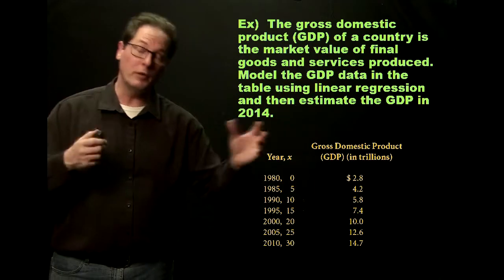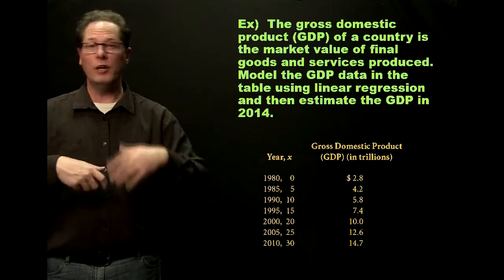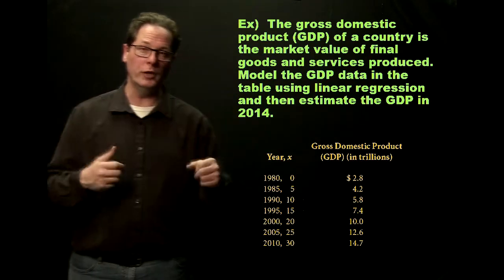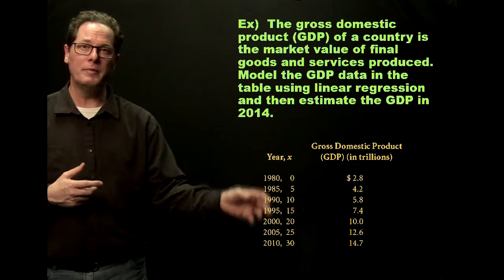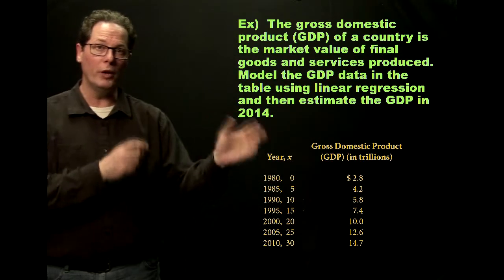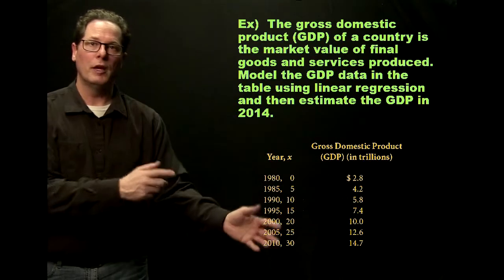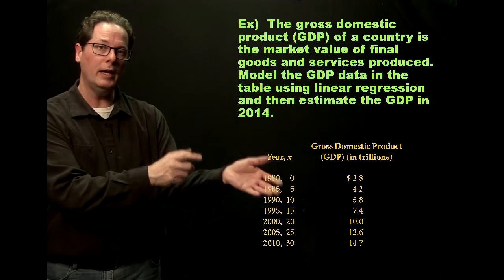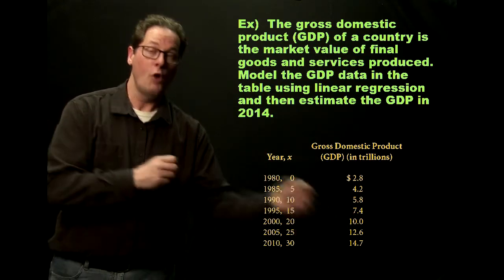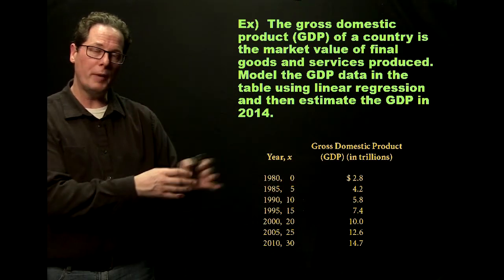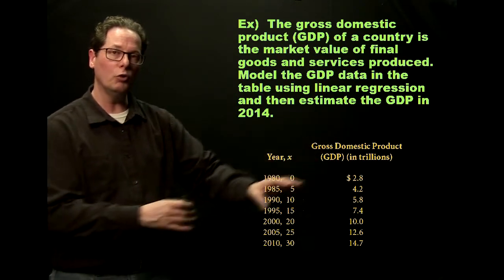Gross domestic product, GDP, is a measure of all of the final goods and services produced by a country. And so, here are some data. In the year 1980, the gross domestic product was 2.8 trillion for the United States. In 2010, that's 30 years past 1980, the gross domestic product was 14.7 trillion. Now this data is scattered about. It doesn't fall all on a single line.